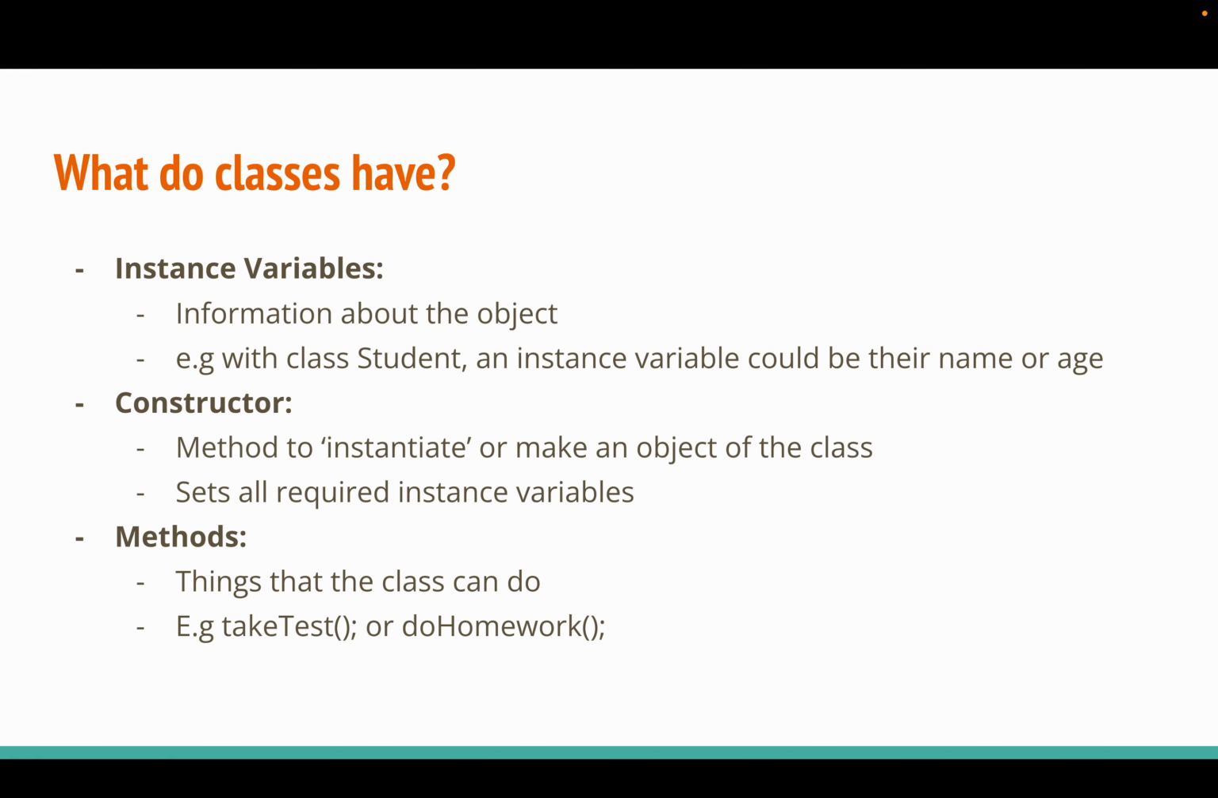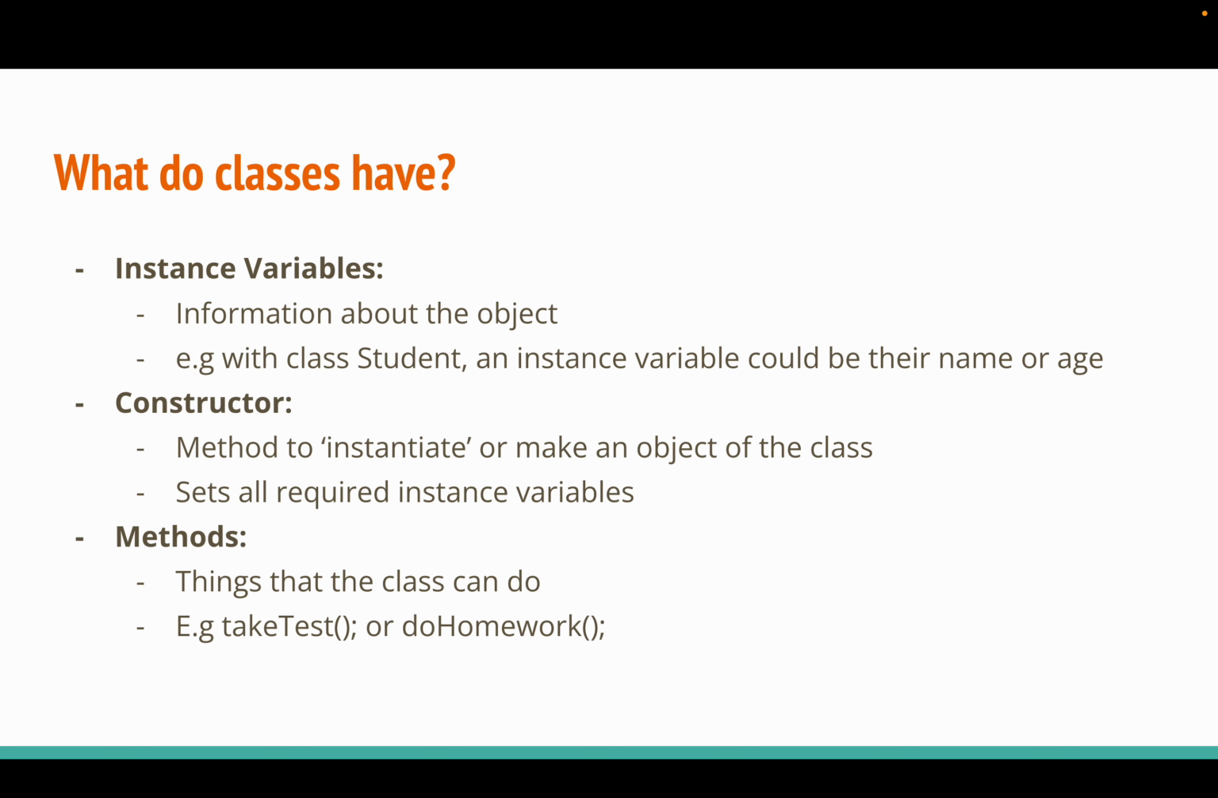The second type of thing that classes contain are constructors. Constructors are actually a specialized type of method that instantiates, or makes, an object of the class, and it sets all of the required instance variables. So for example, if we have a class student and we call the constructor, we're going to create a new object of that class, a new student. It also sets all the required instance variables. If I want the default age of the student to be 15, then I would set that age to be 15 in that constructor.